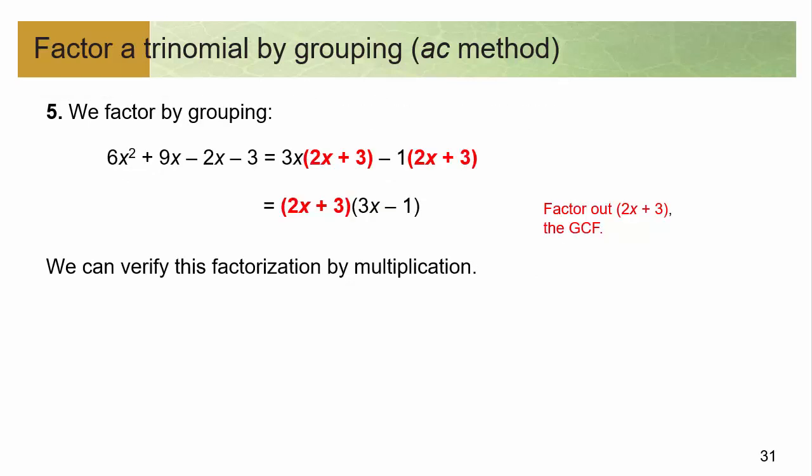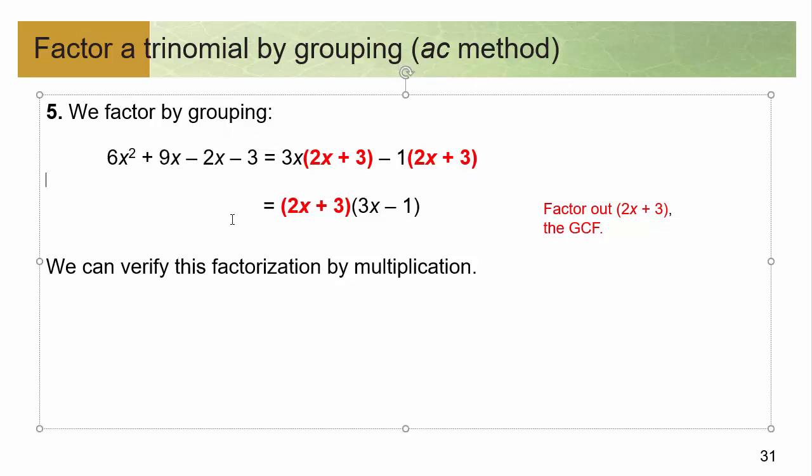All right, step 5. Now that we've done that, here's my 9x minus 2x, right? Now we're going to factor by grouping. Factor by grouping basically just says take 2 of your 4 pieces, right? You notice you have 4 pieces: the 6x squared, the 9x, the negative 2x, the negative 3. So take any 2 pieces that have something in common and factor that common piece out. Now you'll notice I said any 2 pieces because you really could pick any 2.